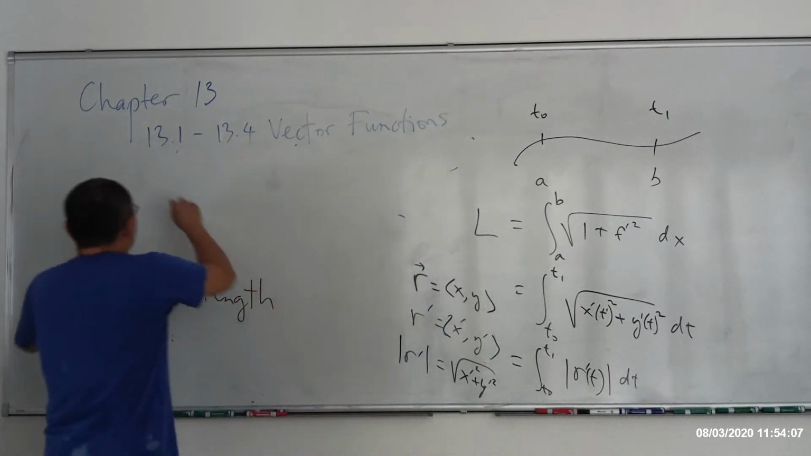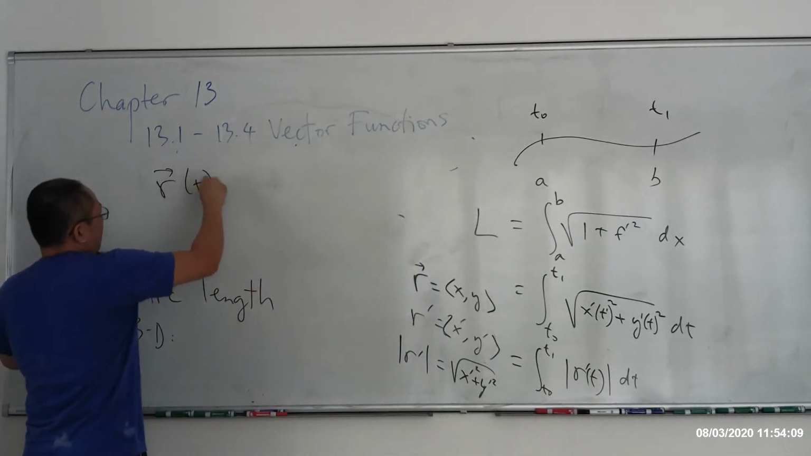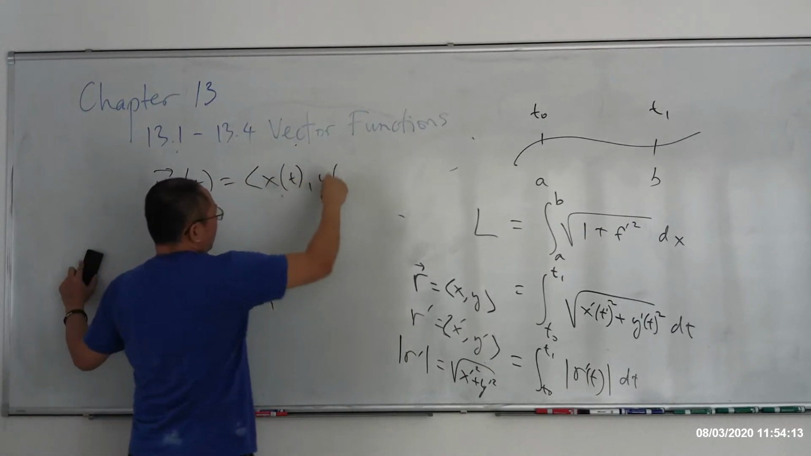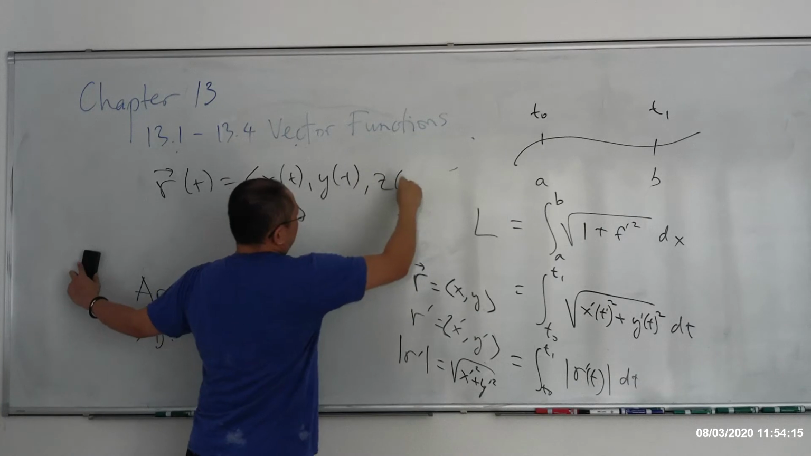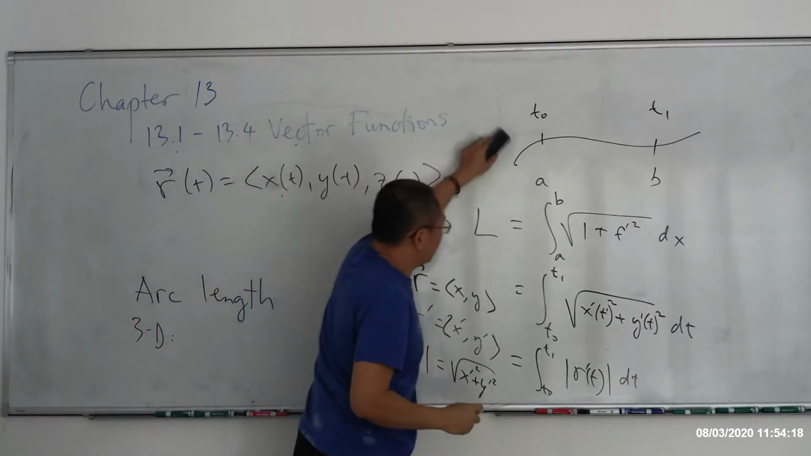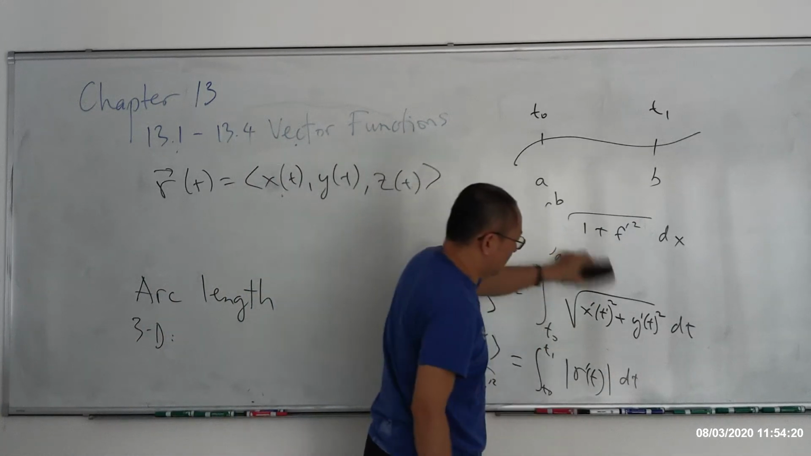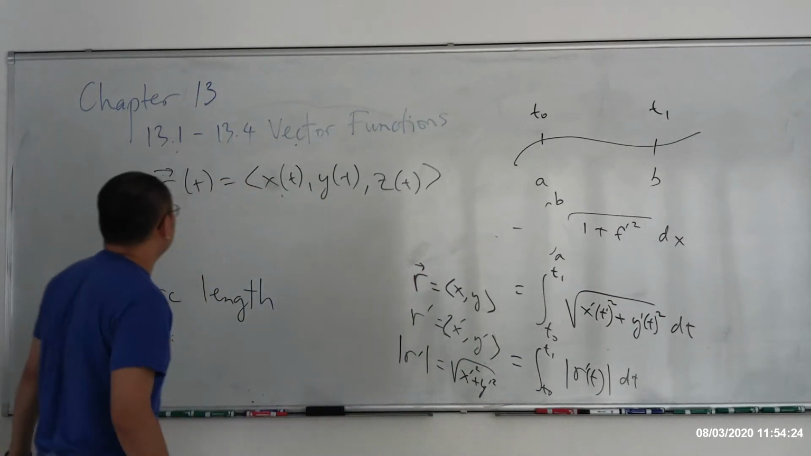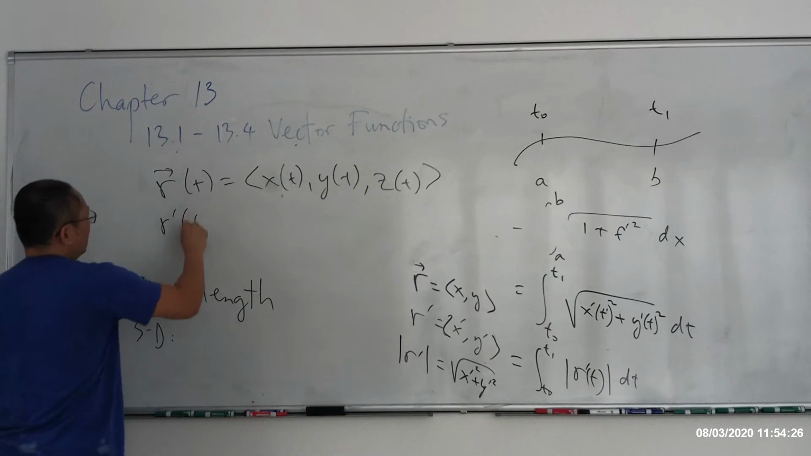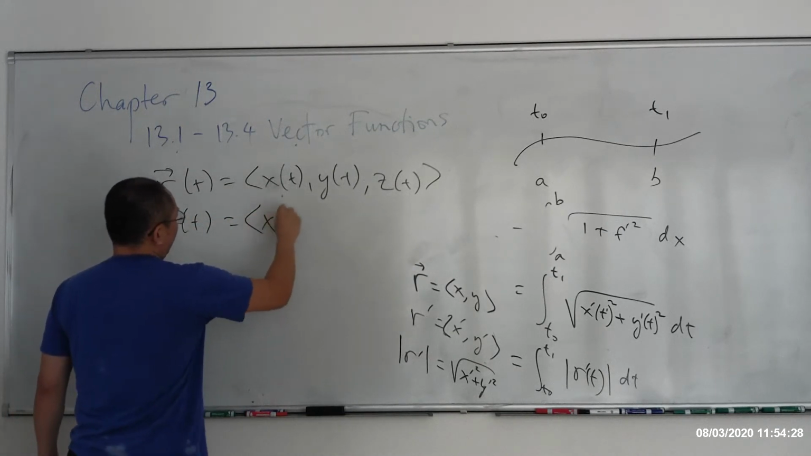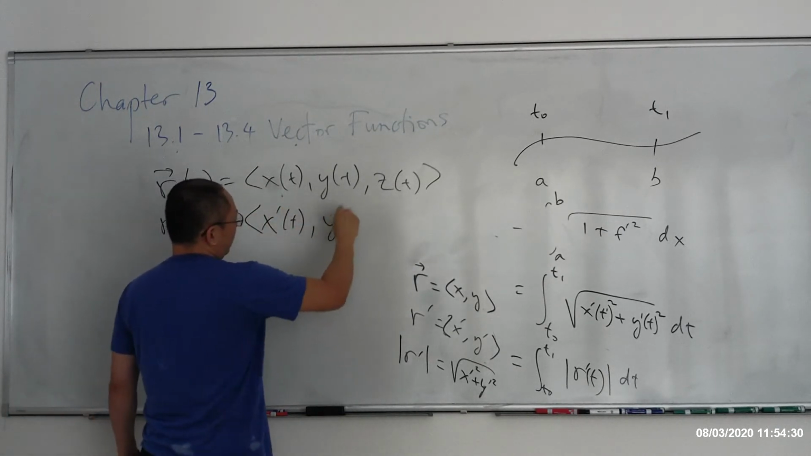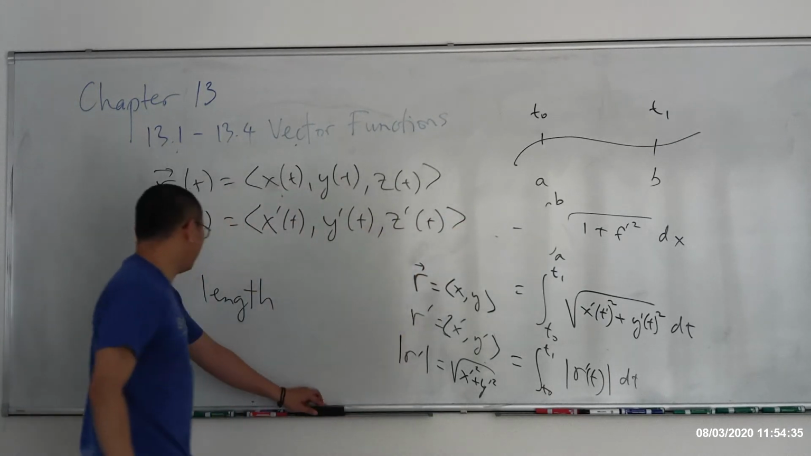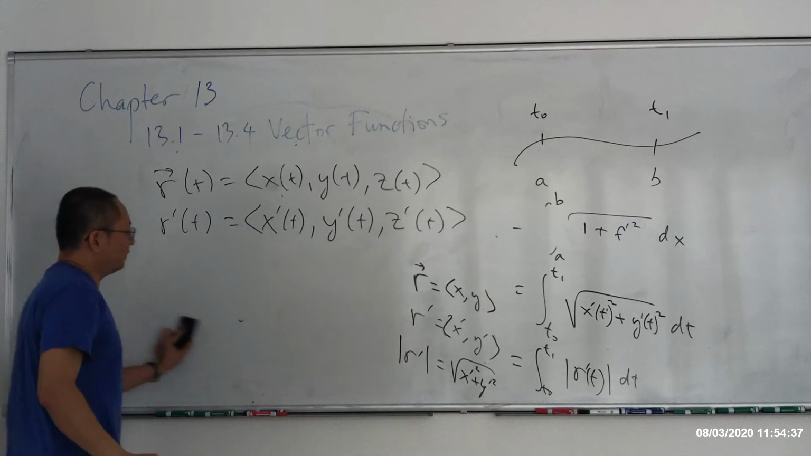Now, your vector r(t) is x(t), y(t), and z(t). Since it's 3D, I cannot use the variable x anymore. I have to use the parametric equations, so t is a variable. Then r'(t) is x'(t), we learned this a minute ago, y'(t), and z'(t). And the arc length is calculated this way.